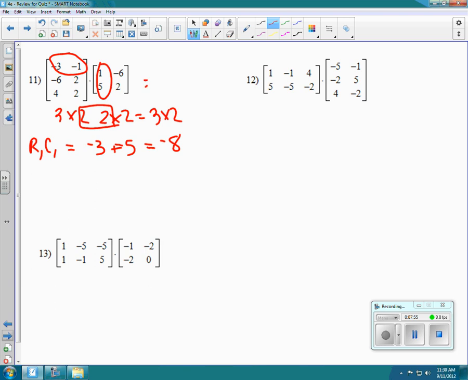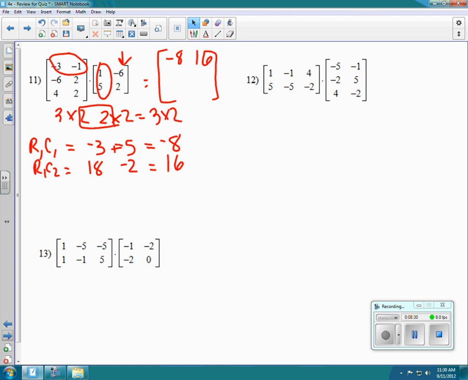So in my answer, in my 3 by 2 answer, I'm going to leave space for 3 rows and 2 columns. Row 1, column 1 is negative 8. Now I'm going to move on to row 1, column 2, which will be negative 3 times negative 6, which is 18. Negative 1 times 2, because we're looking at this column now, which is negative 2. And if I add those, 18 minus 2 is 16. It goes in row 1, column 2.